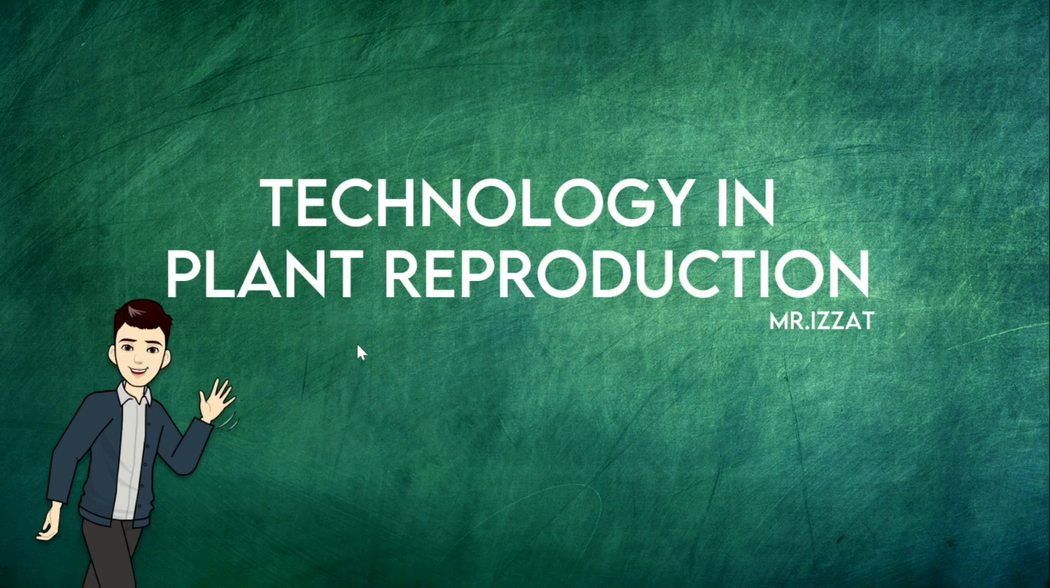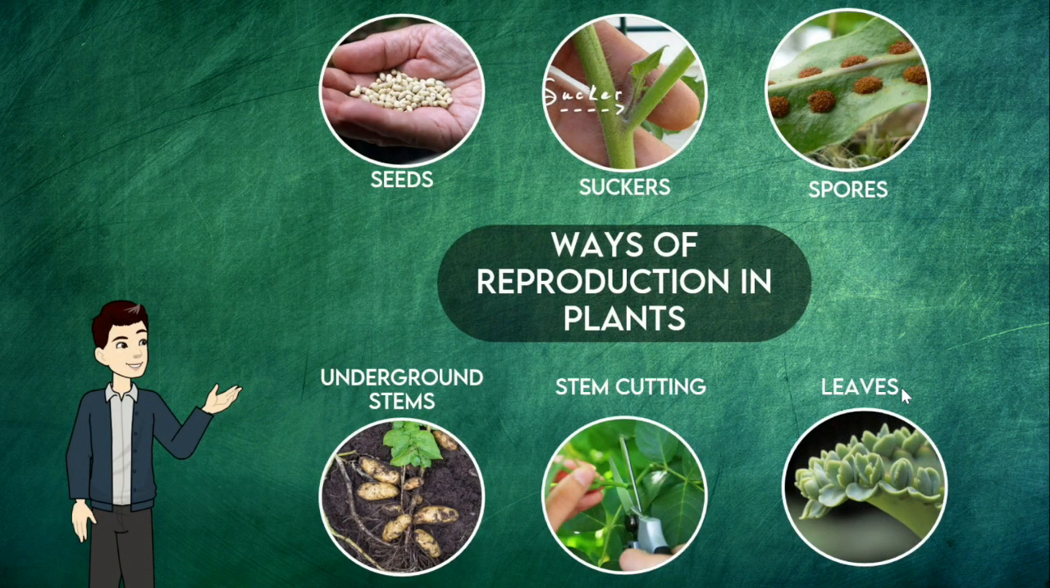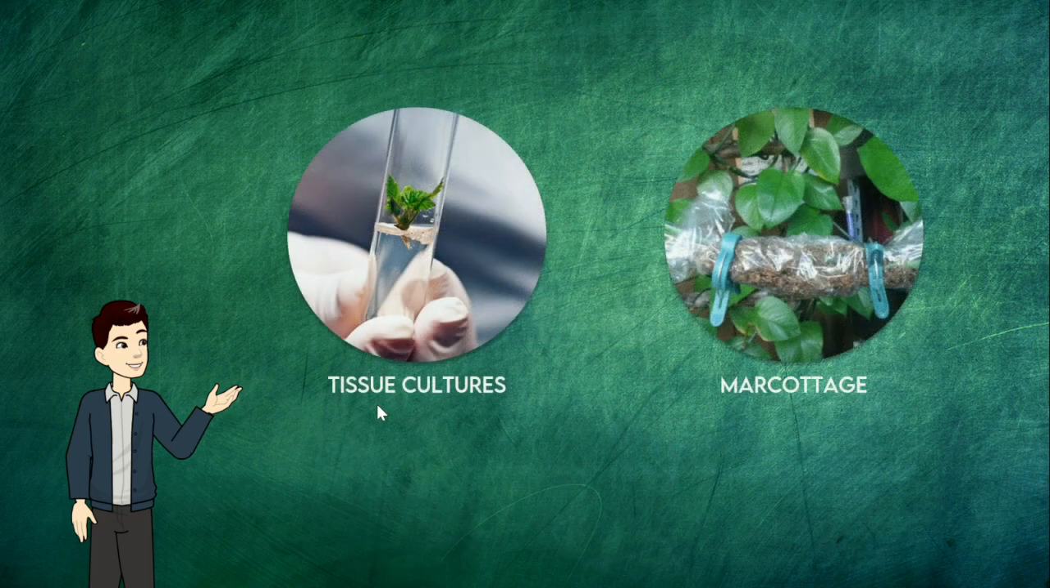So in this video, we are going to focus on the last subtopic in this chapter, which is technology in plant reproduction. In previous videos, we have learned there are 6 ways of reproduction in plants, such as seeds, suckers, spores, underground stems, stem cutting, and leaf. But do you know that we can also reproduce plants using technology, such as tissue cultures and marcottage?